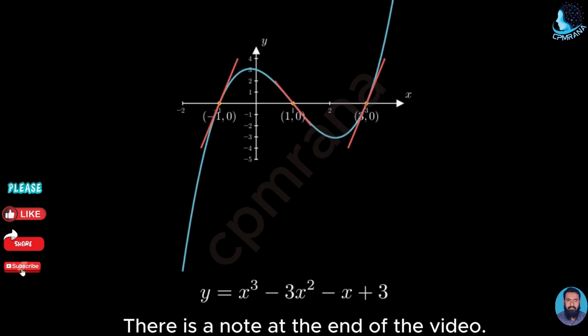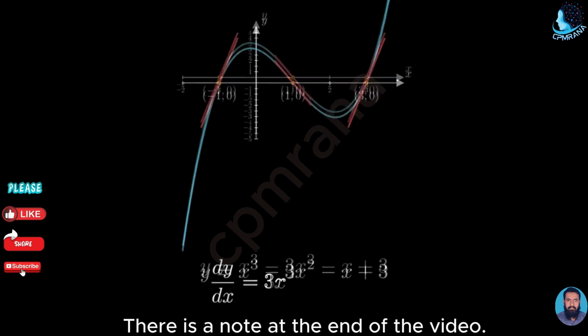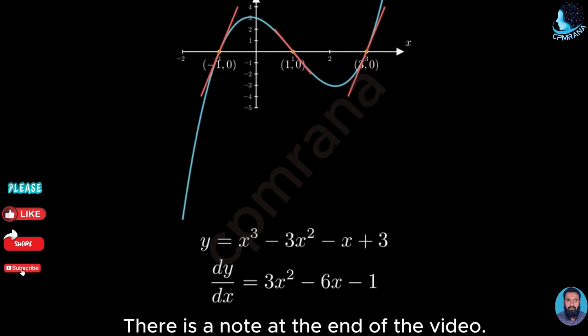First, let's expand our equation. We get y equals x cubed minus 3x squared minus x plus 3. Taking the derivative gives us dy/dx equals 3x squared minus 6x minus 1. Now let's find the slope at each point.